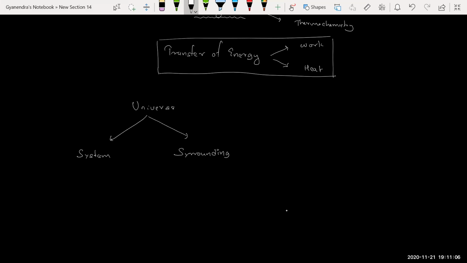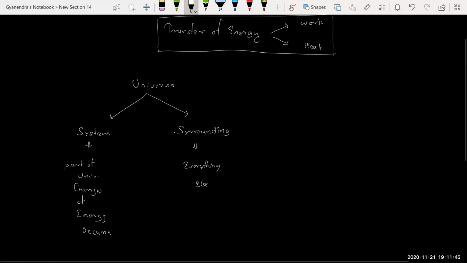Now what part is the system? The part of the universe where you're doing or understanding the process of transfer of energy is what we call the system. This is that part of the universe where changes are occurring, changes of energy or heat transfer. While the surrounding is the rest. Apart from the system, everything else in the universe is the surrounding.